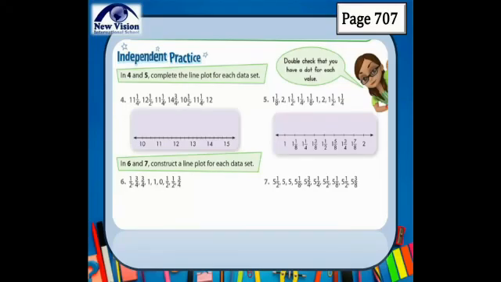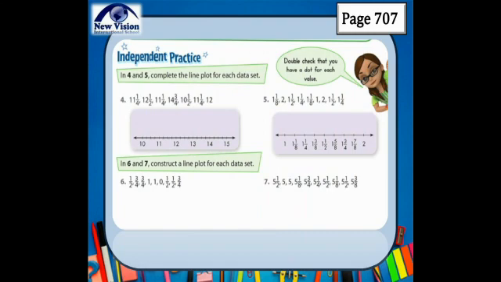Okay, it's time to check your answers. Let us answer independent practice, page 707. In 4 and 5, complete the line plot for each data set.